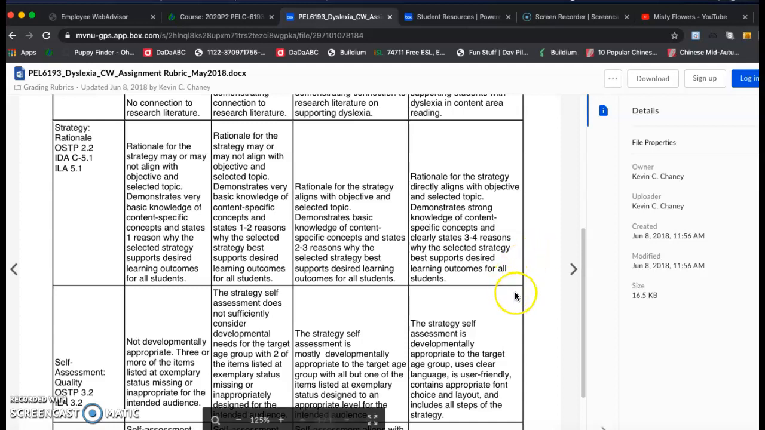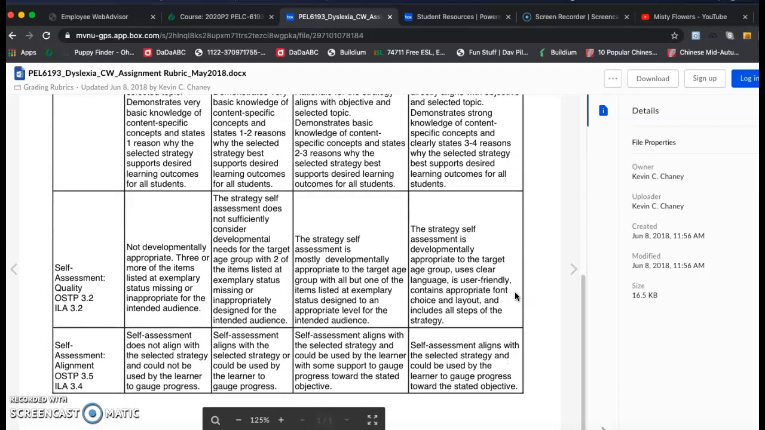Next criteria, self-assessment quality. The strategy self-assessment is developmentally appropriate to the target age group. It uses clear language, is user-friendly, contains appropriate font choice and layout, and includes all steps of the strategy. Make sure that it includes all steps of the strategy.